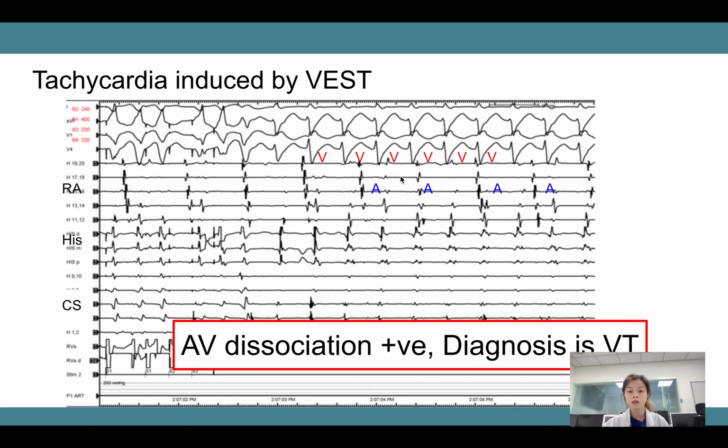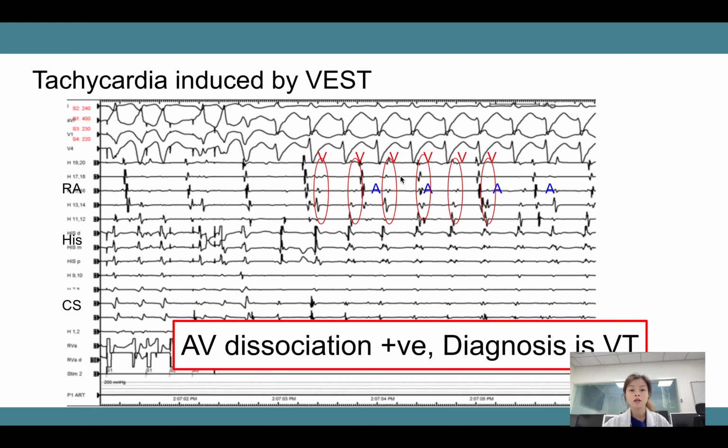Let's take a closer look at it. According to the surface ECG, the timing of the V can be clearly identified as below. And on the RA catheter, we can clearly identify the local A signal. And in this EGM, there is clear A and V dissociation. So the diagnosis would be ventricular tachycardia.